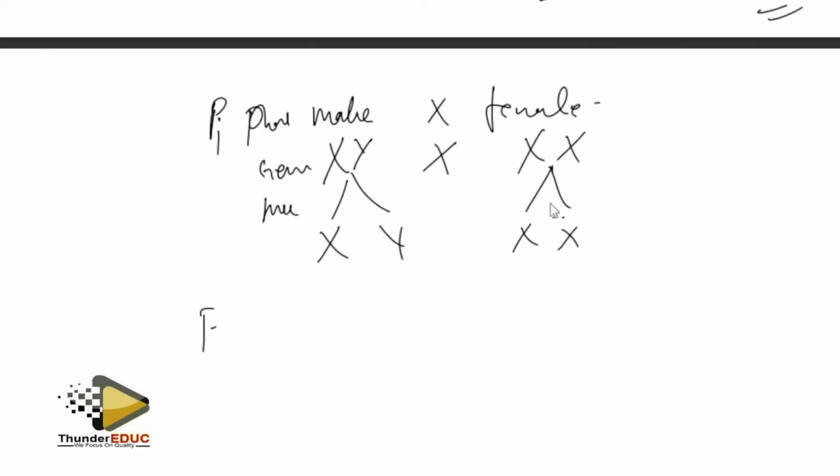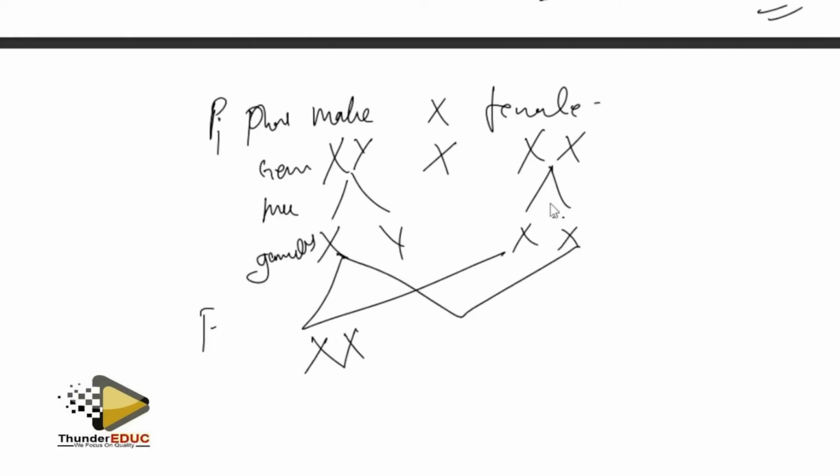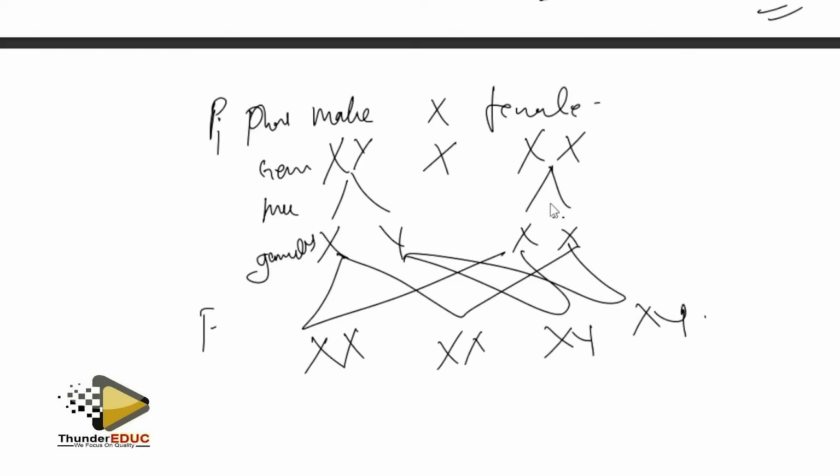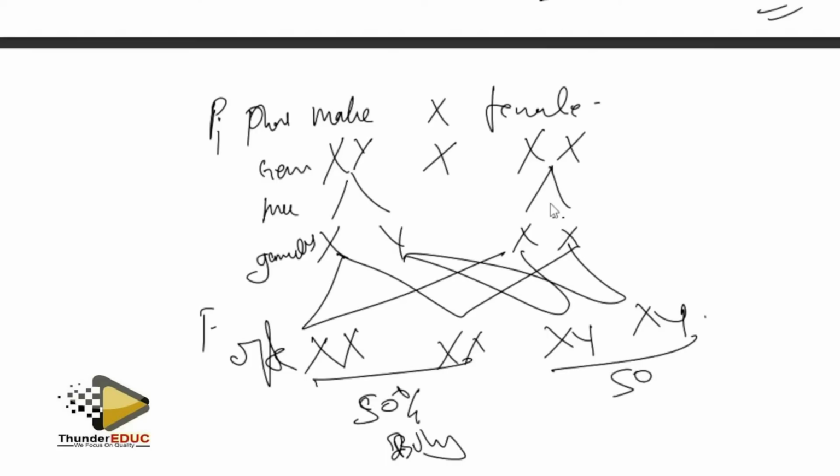Then these are the gametes. Then they cross, this and this cross with Y, and this and this cross like that. So these are the offspring, meaning that you have a 50% chance of having boys and a 50% chance of having girls. Even if you have a boy here, the next time you have 50% chance of a boy again.